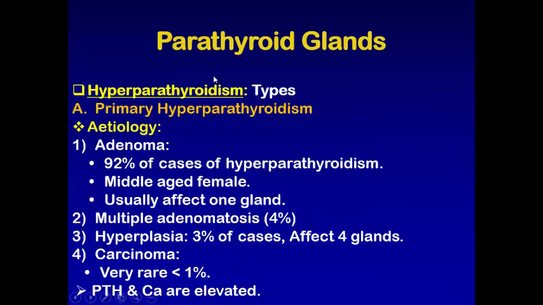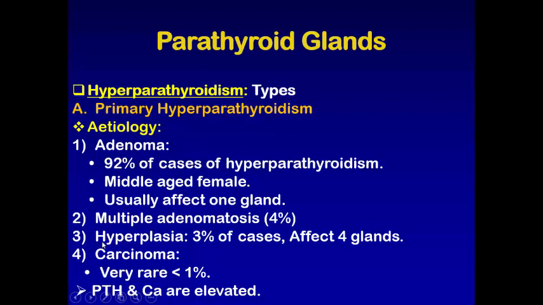About disorders of parathyroid glands, the first group is what we call hyperparathyroidism. Types of hyperparathyroidism. First type is primary hyperparathyroidism, in which the etiology may be due to adenoma in 92% of the cases, usually in middle-aged females, and usually affecting one gland. Another etiology of primary hyperparathyroidism is multiple adenomatosis, more than one adenoma, in 4% of cases.